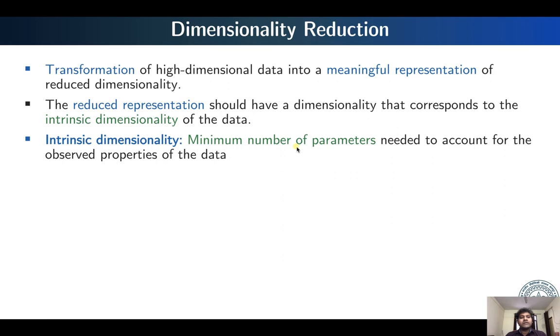So what do I mean by this intrinsic dimensionality? Again, you can think of intrinsic dimensionality as the minimum number of parameters that are required to account for all the different observed properties of the high dimensional data itself. So of course, the number of dimensions in the original data set is much higher, but essentially if this reduced representation corresponds to the intrinsic dimensionality of the data, then it can actually represent all the observed properties of the data efficiently.